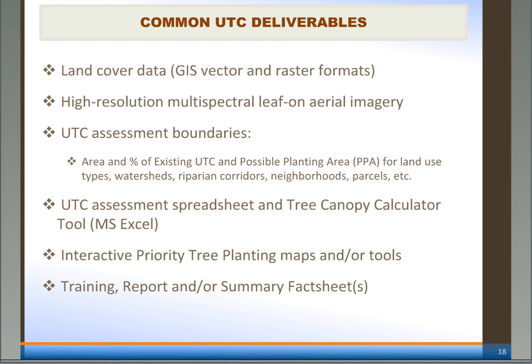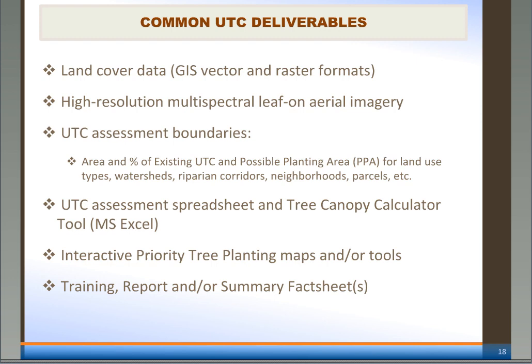Some common deliverables. We've talked quite a bit about these first 2 and just spoke about assessment boundaries. What we do is put that information into a user-friendly spreadsheet. We also have a canopy calculator tool that allows you to plug and play with these numbers. If we planted this number of trees in this zoning or land use category or neighborhood, what would that do to the city, the canopy cover in that neighborhood or in that zoning type, as well as what would that do citywide? I'll show an example of that later on.